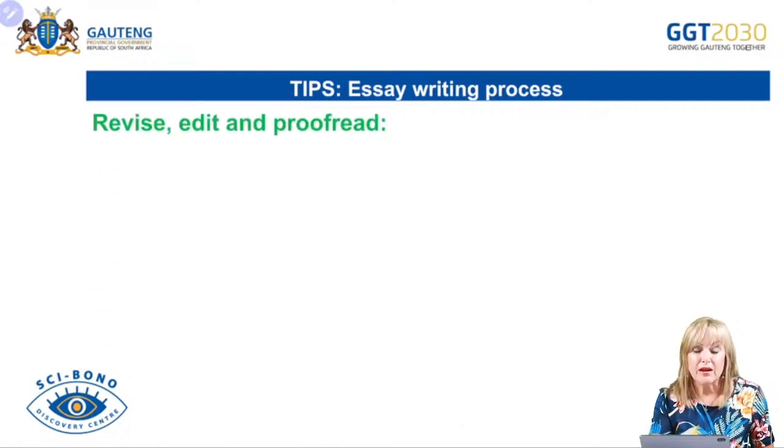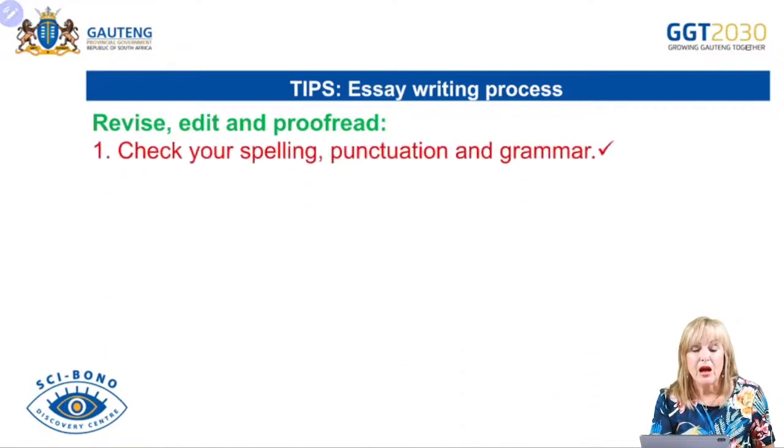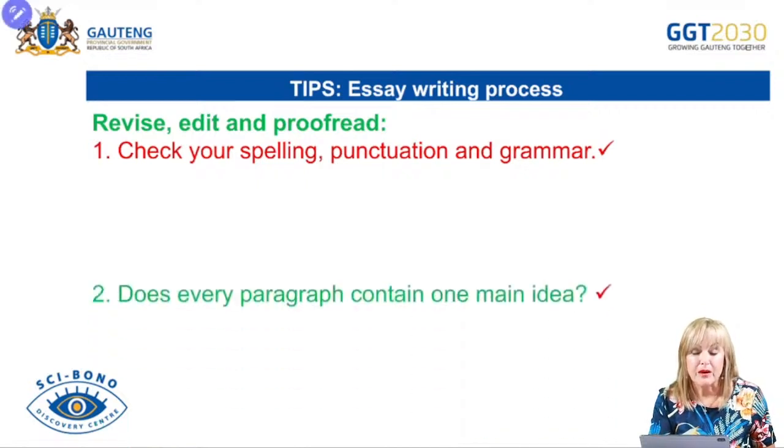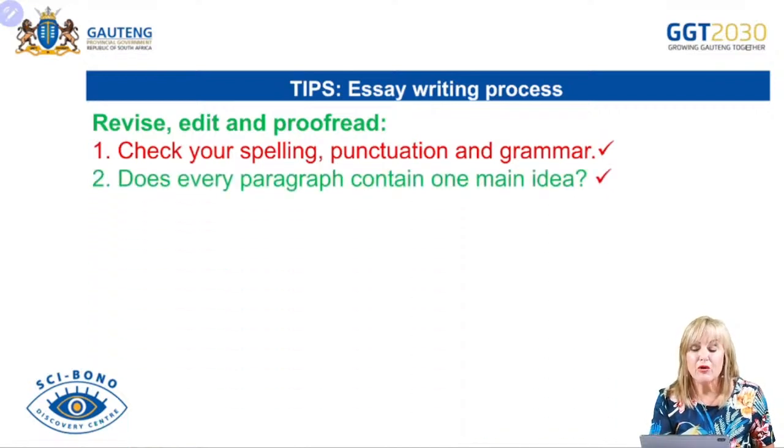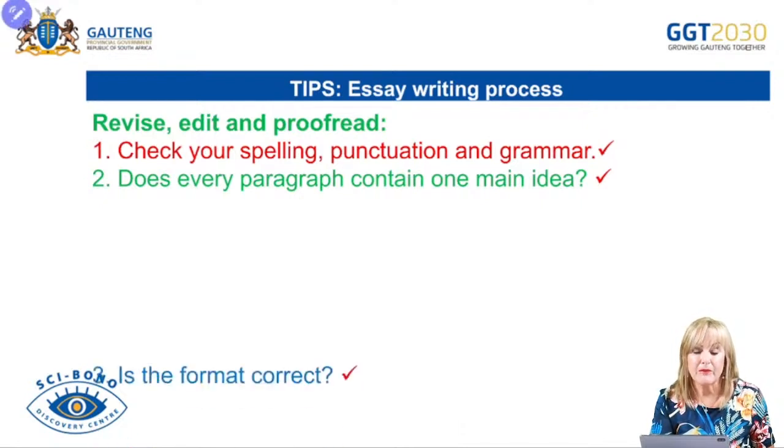After you've written your essay, revise, edit, and proofread your essay. How do you proofread? You check your spelling, punctuation, and grammar. It means you have to reread your essay. You can't write it and then just put it aside. Reread, check if your spelling, punctuation, and grammar are correct. Does every paragraph contain one main idea? You must rewrite it if it contains more than one idea, because then it's just jumbled.